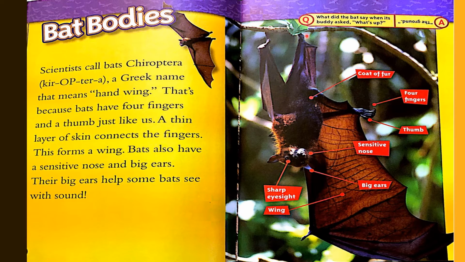Now let's take a look at the Q&A over here, the question and answer. What did the bat say when its buddy asked, "What's up?" And let's read upside down. It says, "The ground."